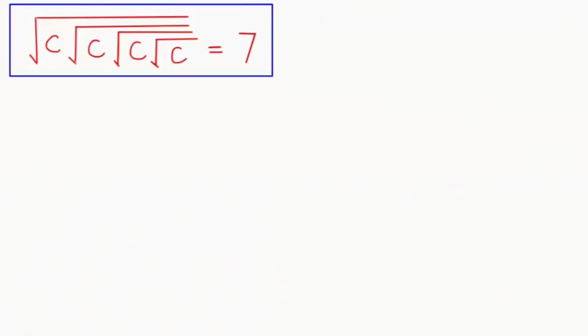Hi everyone, in this video I am going to solve this nested square root equation. The equation we have is root of c of root of c of root of c of root of c equals 7. Here we need to find the value of c. So let's get started with the solution.